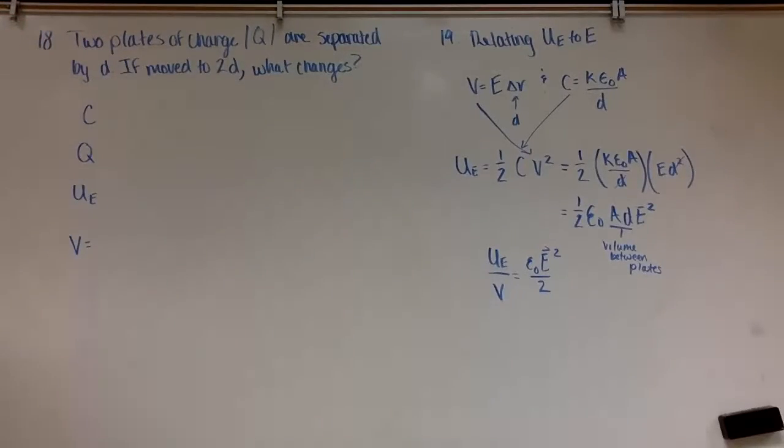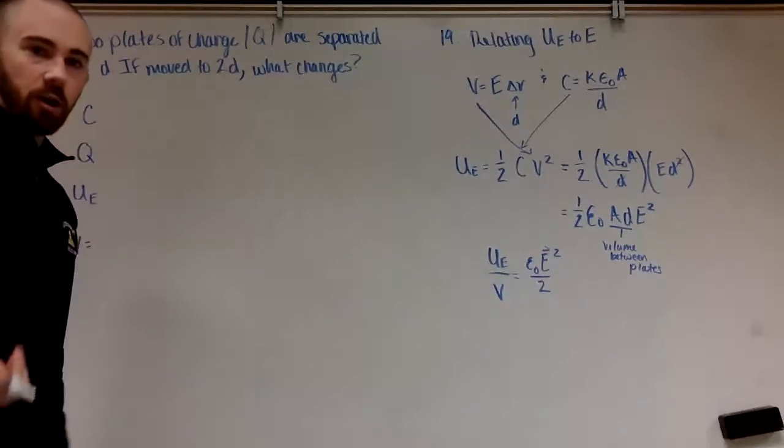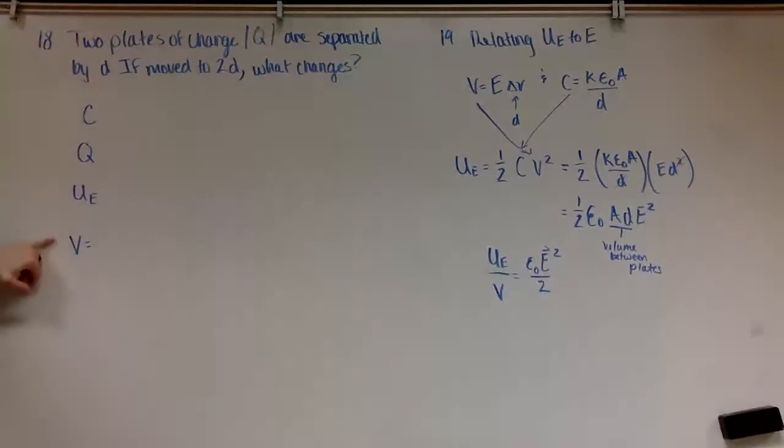All right, now, so I've got 2 plates, both have a charge Q, and they're separated by a distance D. If I separate the plates to 2D, so they were here, move them to here, I want to know what happens to the following variables. So go ahead, pause the video, just try and use the formulas we've got and figure out what you can. And then we'll go back through it and see if you guys understood it.